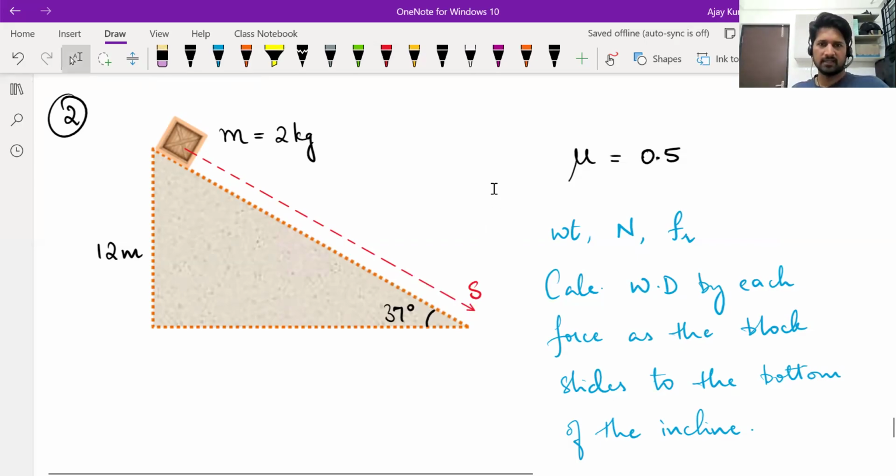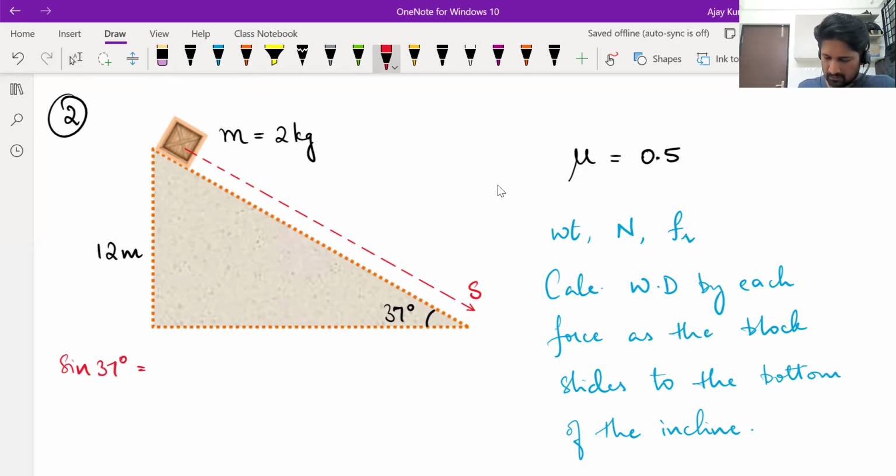This slant length, that is the actual displacement of the block, let's call it S, is the hypotenuse of this right angle triangle. You know the opposite side is 12. So sine 37 degrees, 3 by 5, is 12 divided by S. So you get S as 20 meters. That's the displacement done.